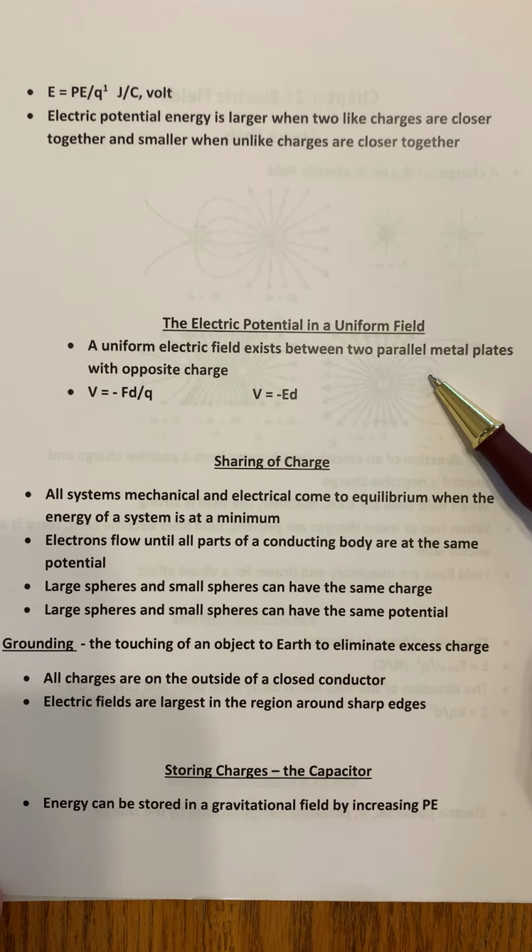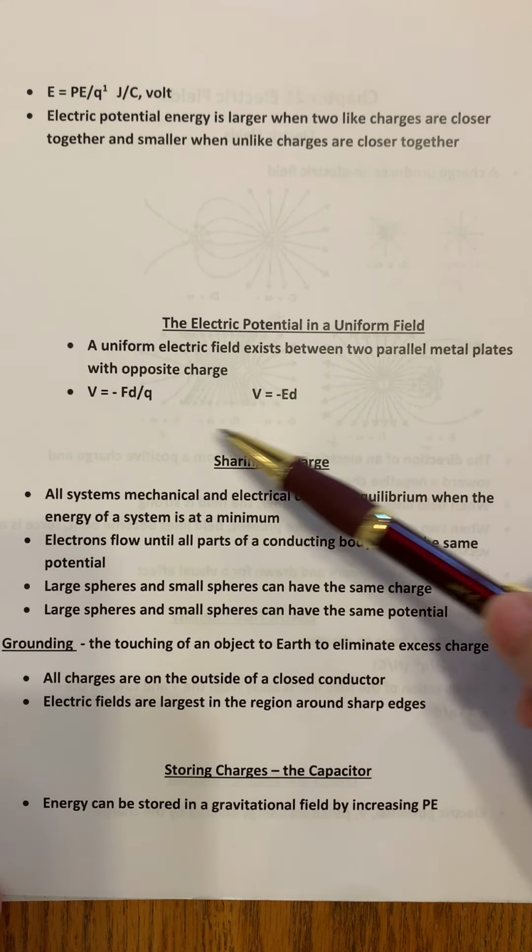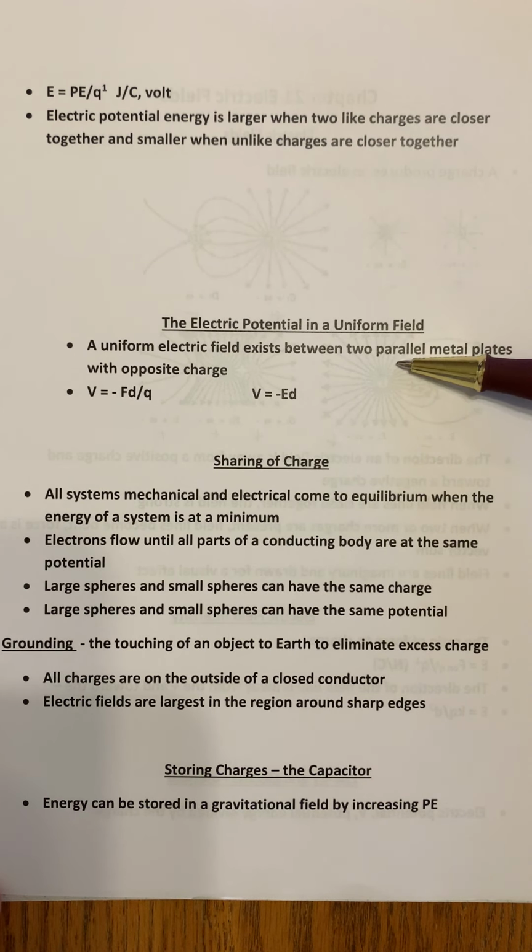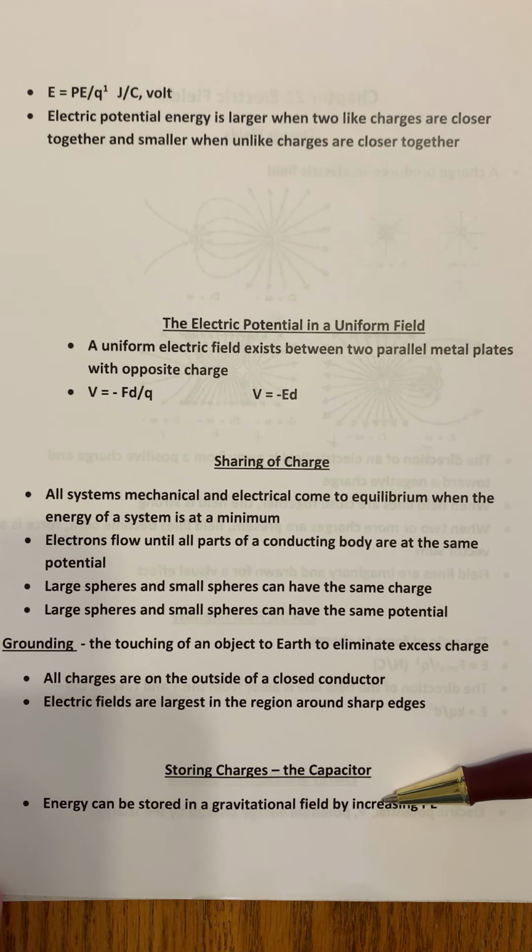The electric potential in a uniform field. A uniform field exists between two parallel metal plates. d is the distance between the two metal plates. V is equal to... we're not going to really worry very much about the negative sign. Okay, you can read this over.